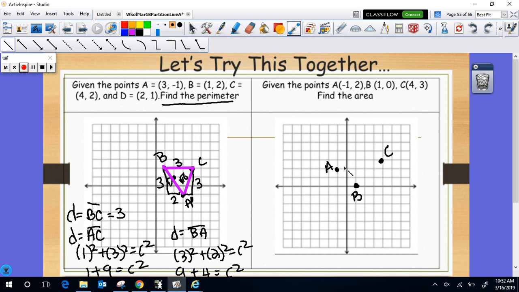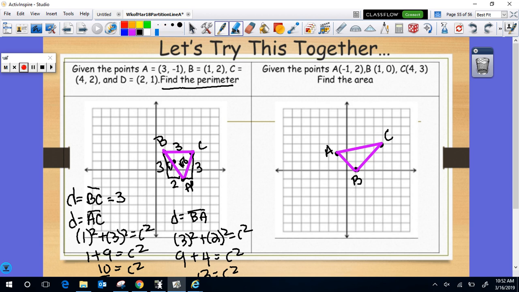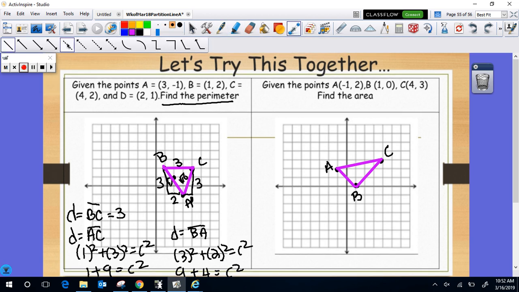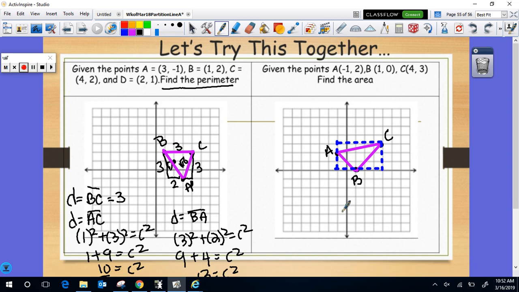So since we're ending up with a triangle, and it's not going to be easy to find the base and the height of this triangle, then we're going to use the box method. I'll just show you. So what I'm going to do is put a little box around the triangle that I'm trying to find. And you actually can do this with any polygon. You don't have to just do it with triangles. So we're going to find the area of that rectangle first.